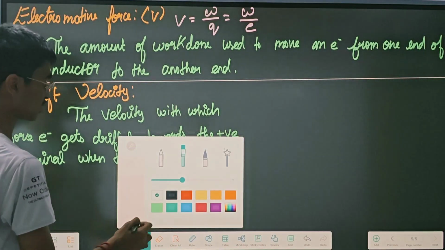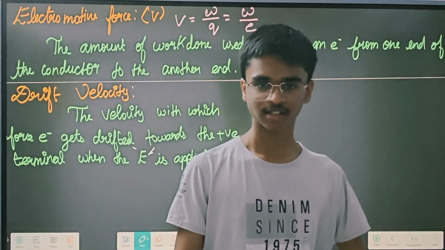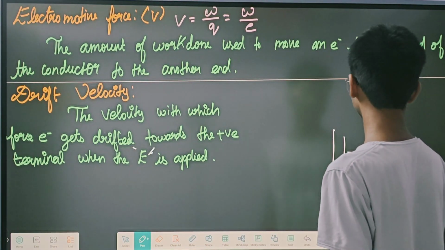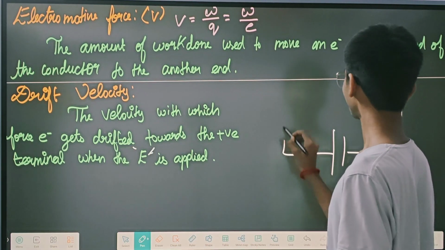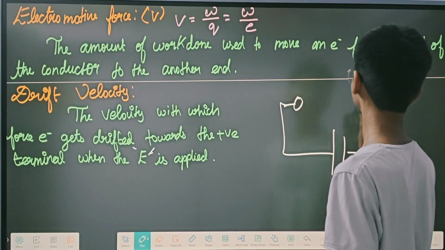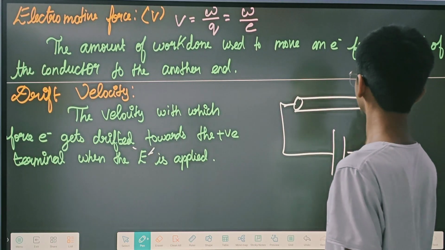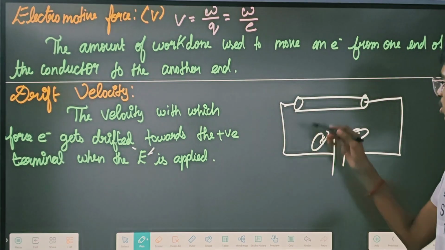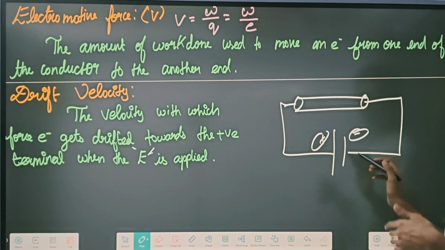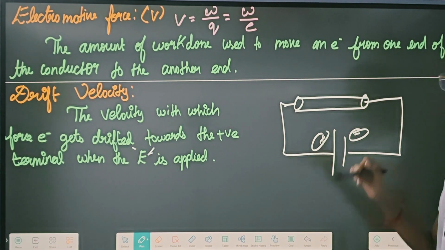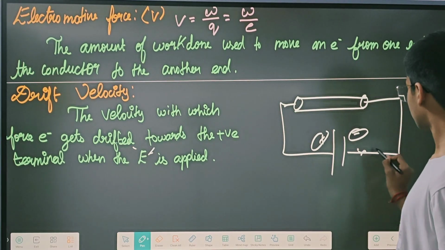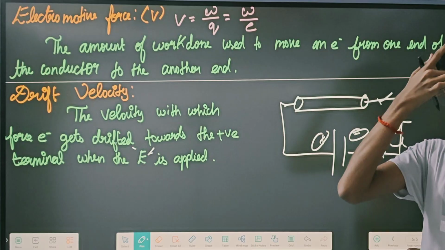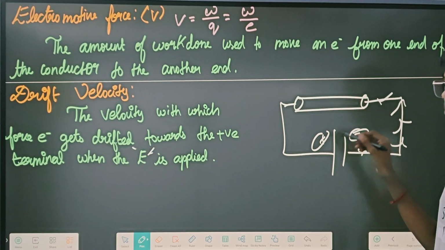Sorry, before going into that term, we have to first see what drift velocity is. So this is what the conductor is. This is negative, and this is positive. Electrons are going to be there. So here I said that a force is going to be applied at this point. Then electrons will be here.